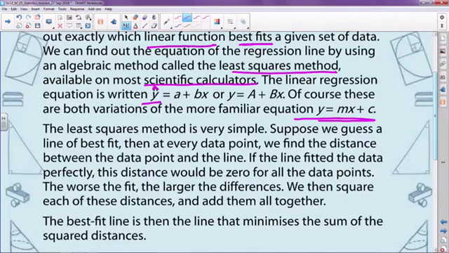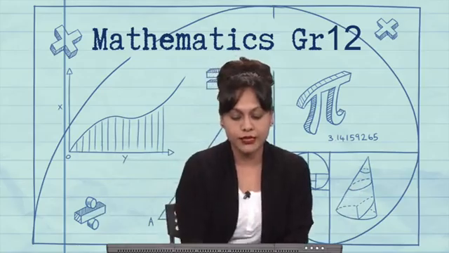Now, what exactly is going on when we say we're using the least squares method? Suppose that we guess a line of best fit. Then at every data point, we find the distance between the data point and the line. If the line fitted the data perfectly, all your data would lie on the line, so the distance between the point and the line would be 0 for all the data points.